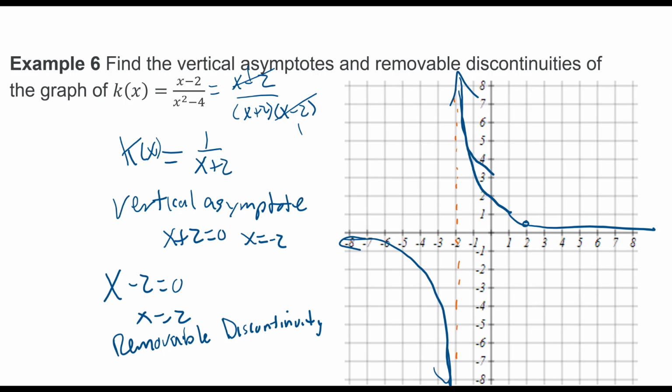Let me clean this up a little bit. I wish my eraser worked like it was supposed to. Okay, there we go. That's it for this video.